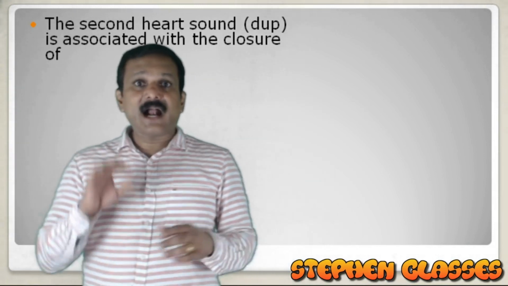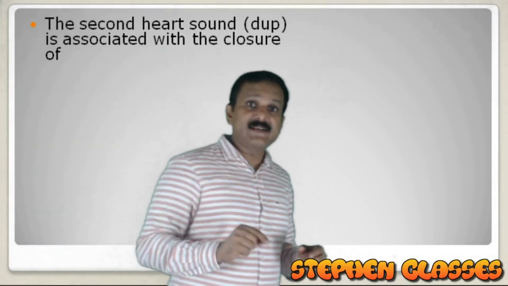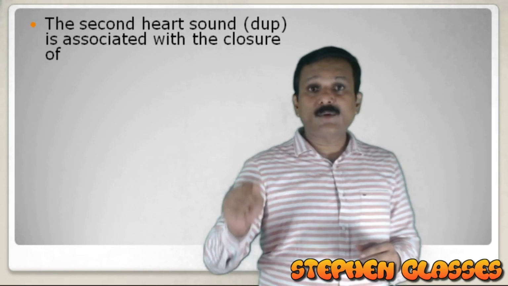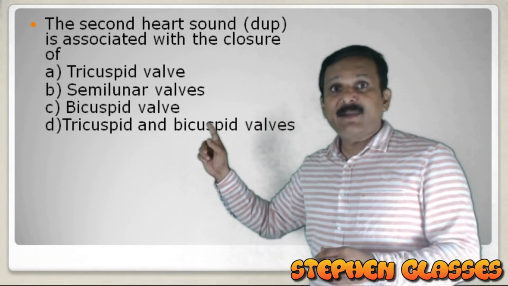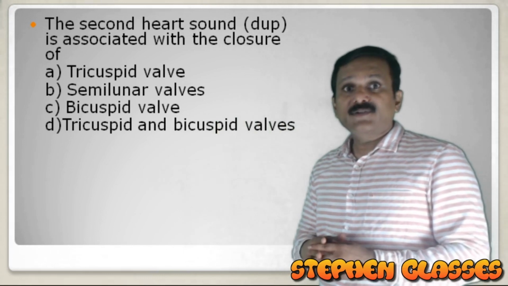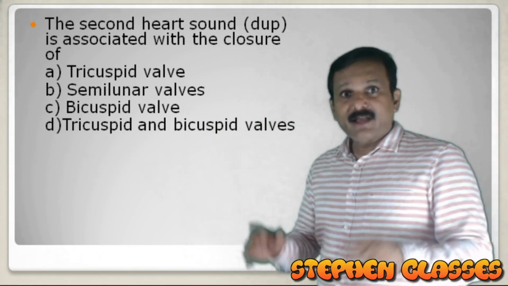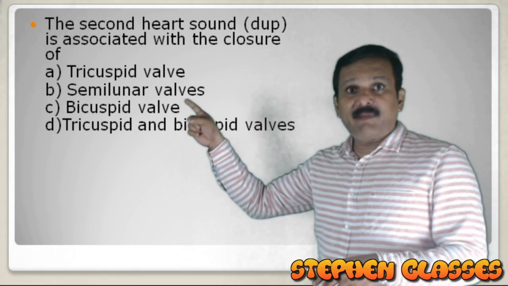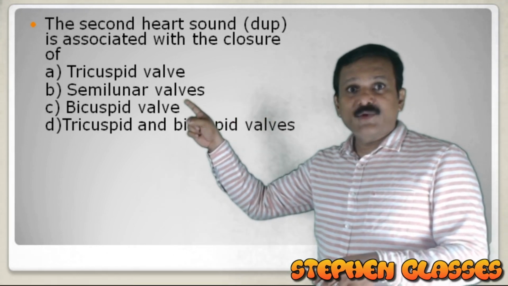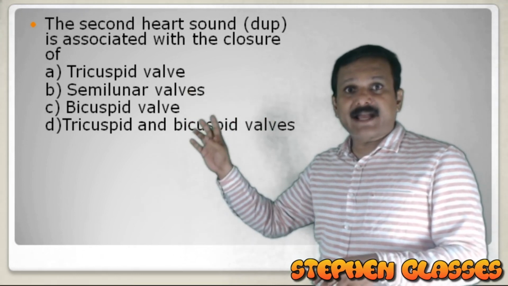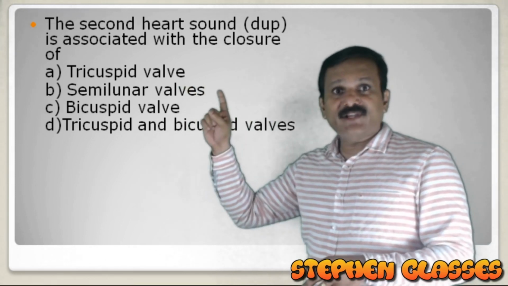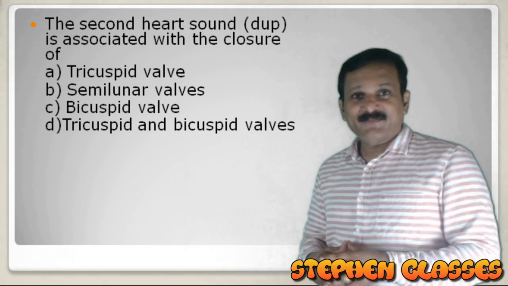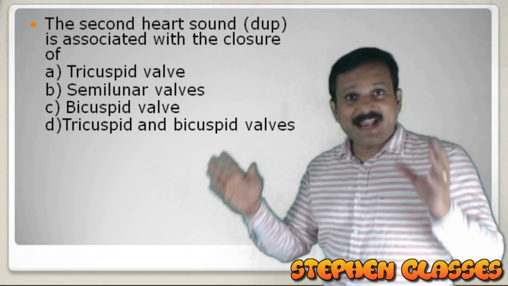So here we have the question for you. The second heart sound or the dub sound is associated with the closure of the semilunar valve. So the correct answer will be option B here. It is not because of the tricuspid or bicuspid or the AV valve. The correct answer will be option B over here. So this was our last question.